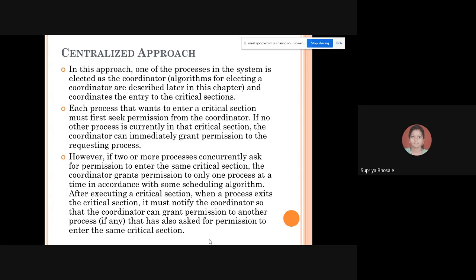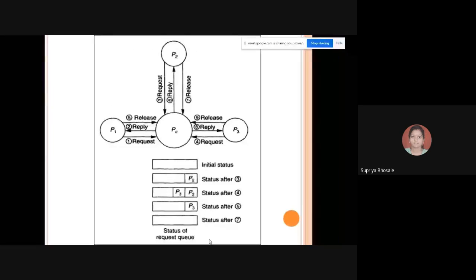After executing a critical section, when a process exits the critical section, it must notify the coordinator so that the coordinator can grant permission to another process, if any, that has also asked for permission to enter the same critical section. So this is the idea behind the centralized approach. Diagrammatically it is shown over here. This is the diagram which is the example for illustrating the centralized approach for mutual exclusion.